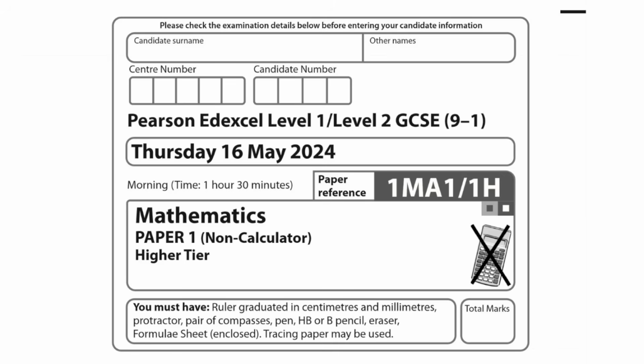So as you can see, that is the end of the paper. That's everything you need to know for the June 2024 Paper 1 Higher Tier Edexcel past paper.